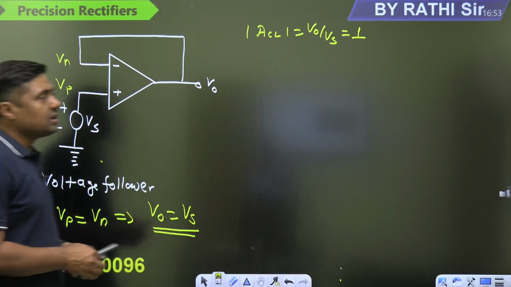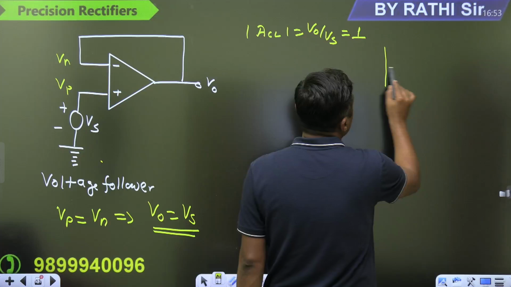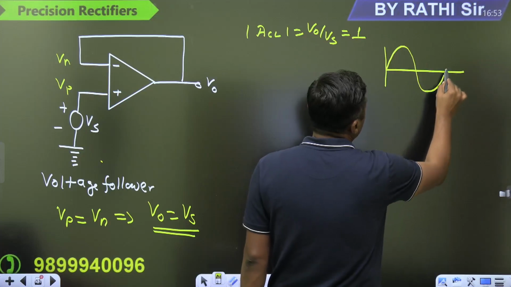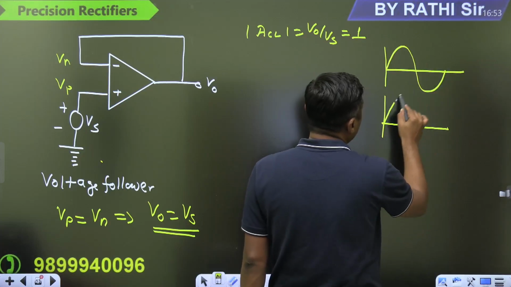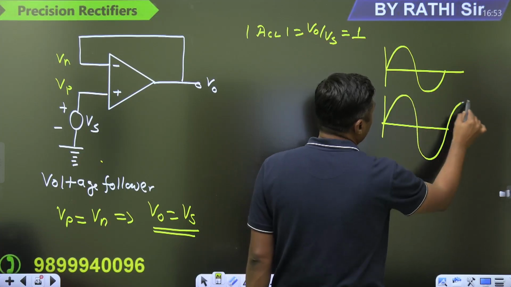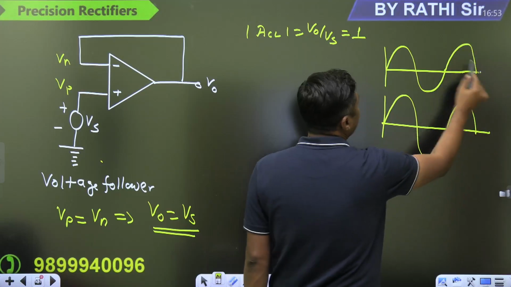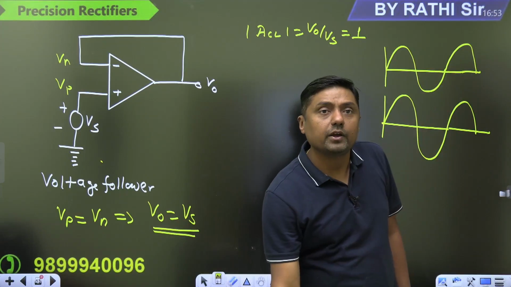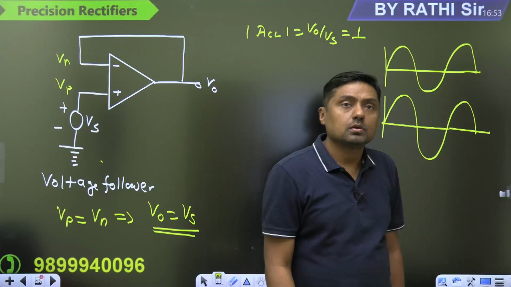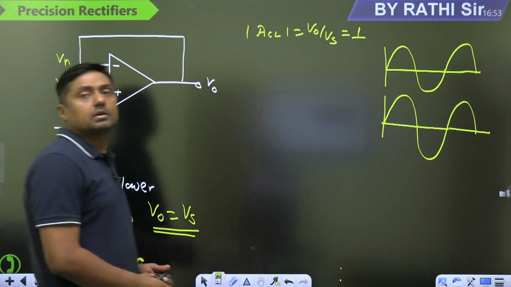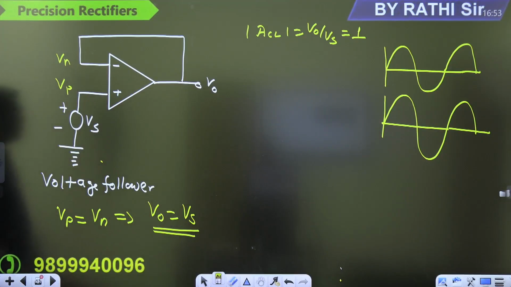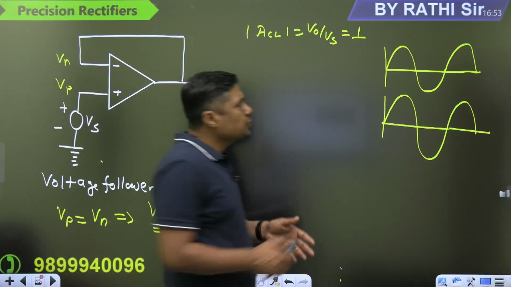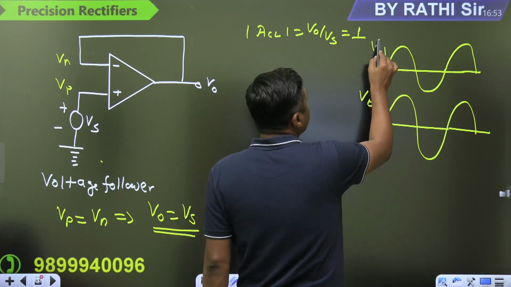If suppose you are giving a sinusoidal signal, for the positive half we get positive, for the negative half we get negative, and so on, like this. Exactly a replica of the input. Is it a rectified version? Tell me, is it a rectified version? No. It is just a replica. The output is exactly the replica of the input.